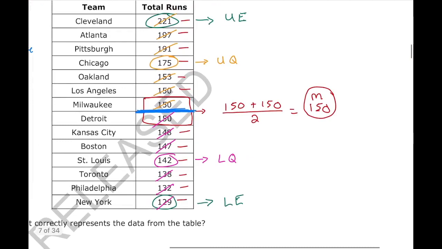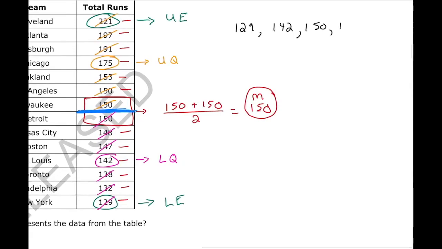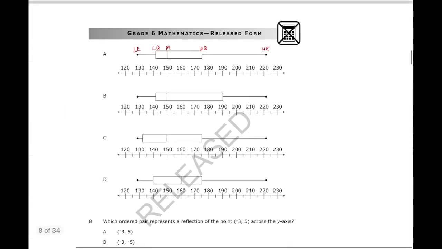So there's our 5-number summary. Let's go from least to greatest. We have the 129. We have the 142. We have the 150. We also have 175. And then 221. So we're looking for the box plot that contains these 5 numbers. So let's go searching.